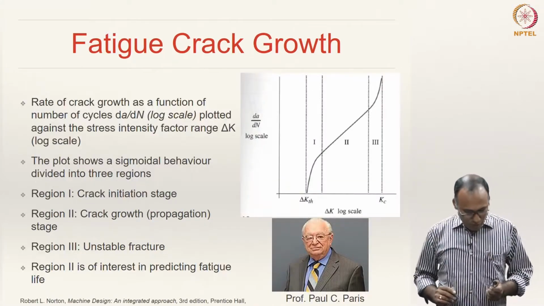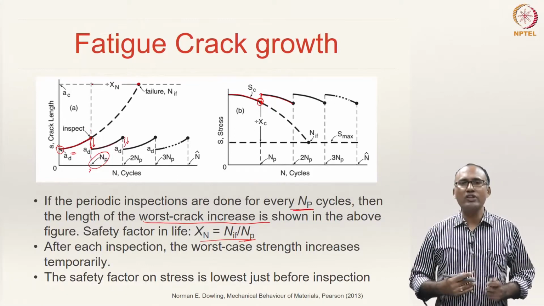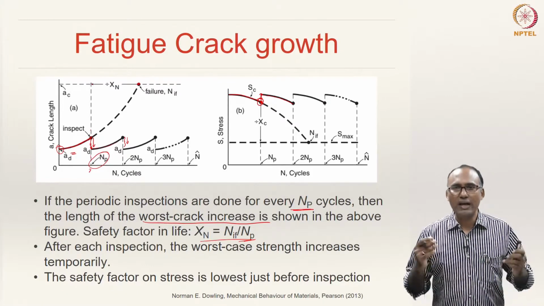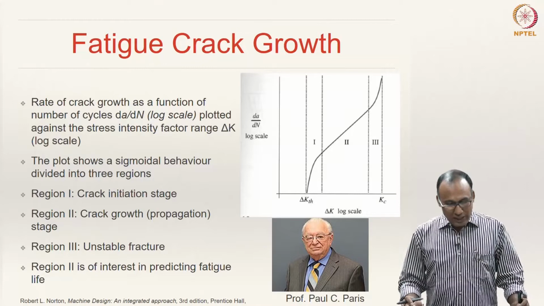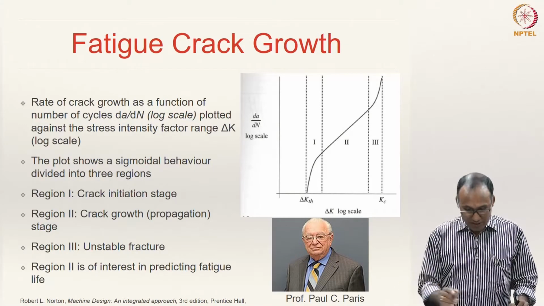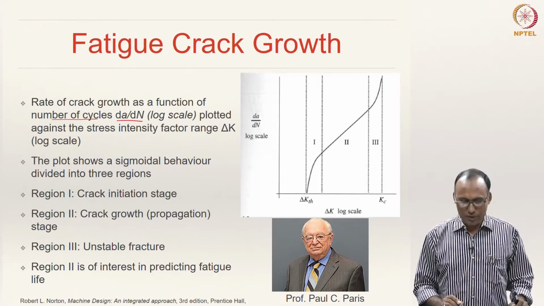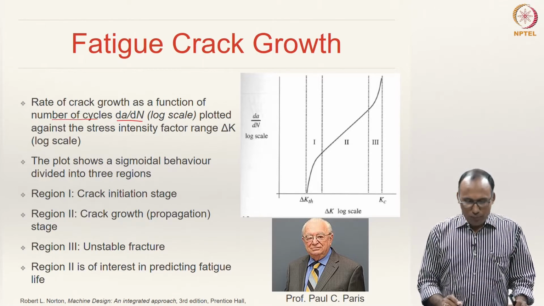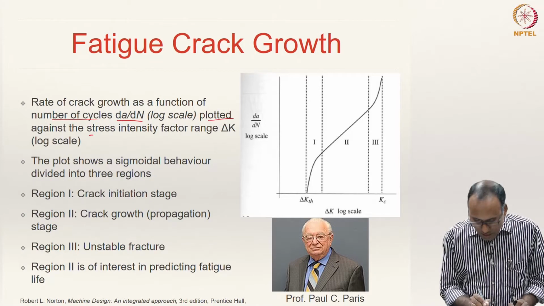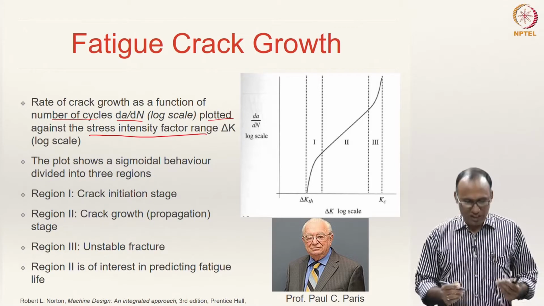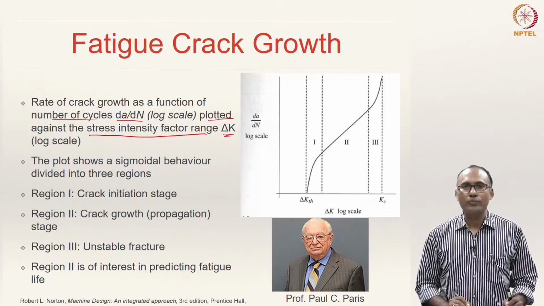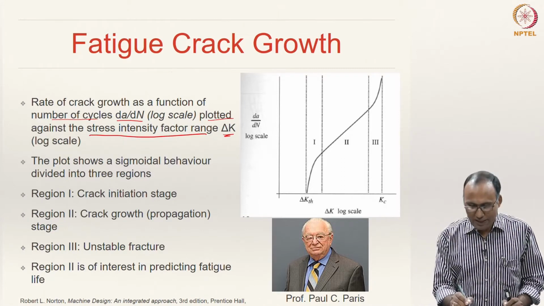All right. So, here that means during this process we can actually monitor how the crack is growing. So, the rate of crack growth as a function of number of cycles, denoted by dA/dN, is plotted against the stress intensity factor range delta K, that means K_max minus K_min.